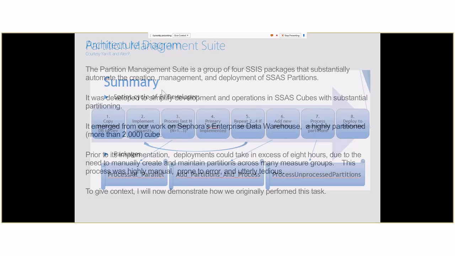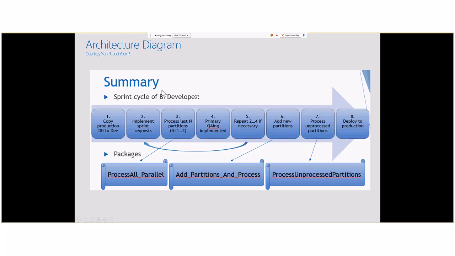So let me show you how we used to work. Actually, this is a great diagram that Jan and Alex came up with that shows the general outline of how we develop partitions. We start with a copy, we do our implementation, we process the relevant partitions, and then when we're ready to go to production, we add new partitions, we process them, and then we deploy. And of course, all this was manual.